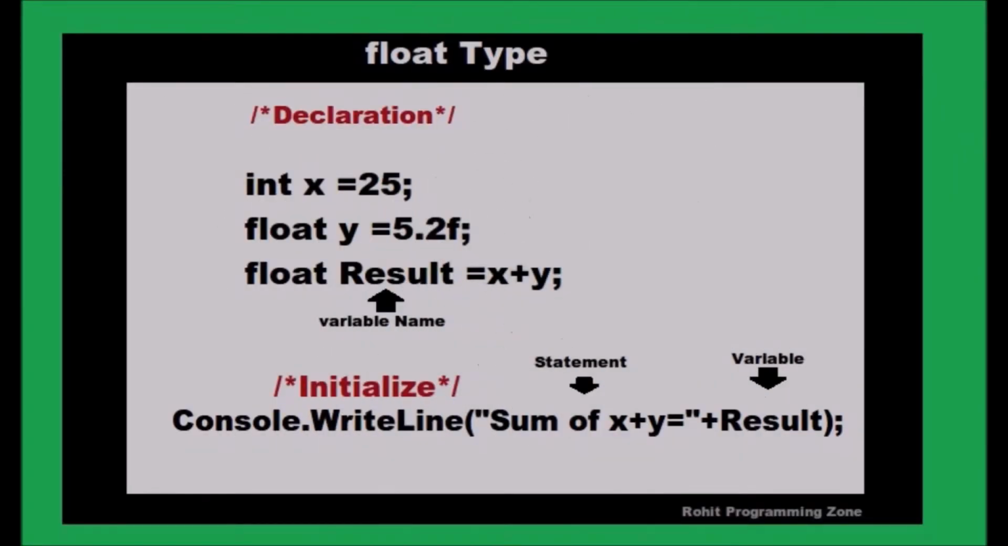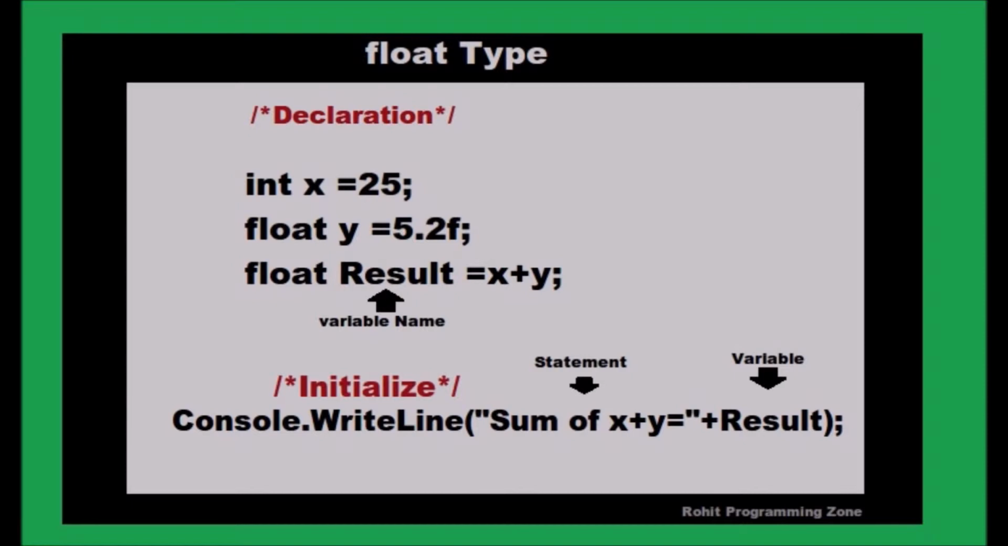So here at the declaration I have defined two data types. First is integer type with the variable name called x, and then I have assigned the value which is 25. And in the next line I have defined float type with the variable name, and then I have assigned the float value 5.2 with the suffix f. Next I have declared new float type variable name called result and assigned the x and y value with the plus operator sign to calculate. And to initialize, I have simply called the variable name called result inside the Console.WriteLine method with the statement to display on the console screen.